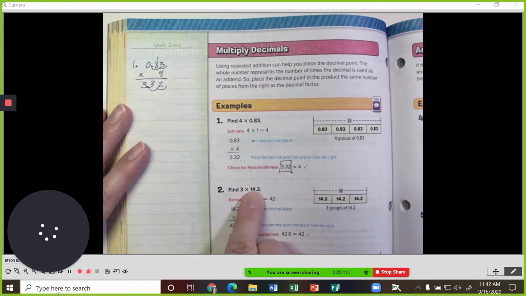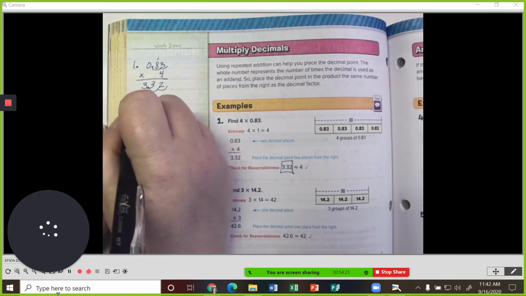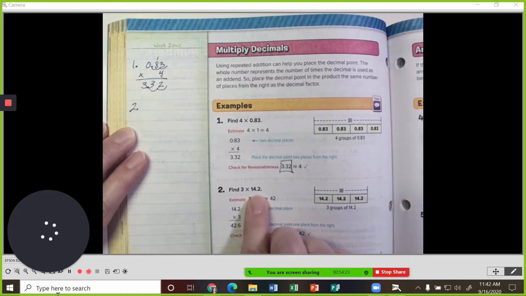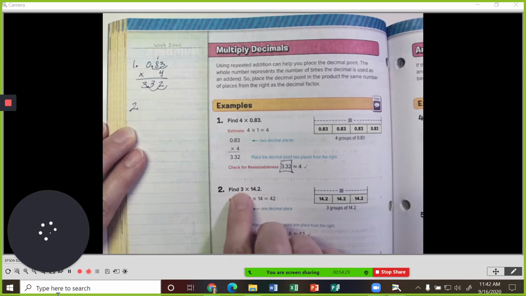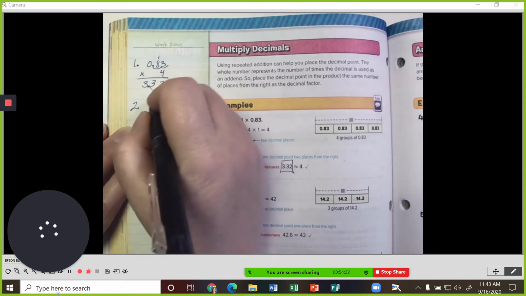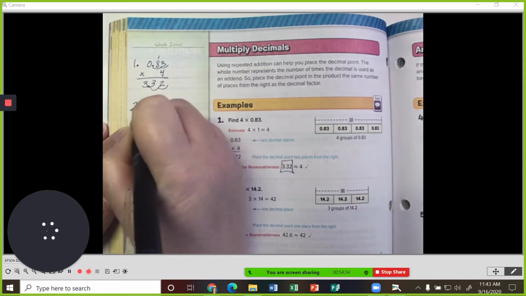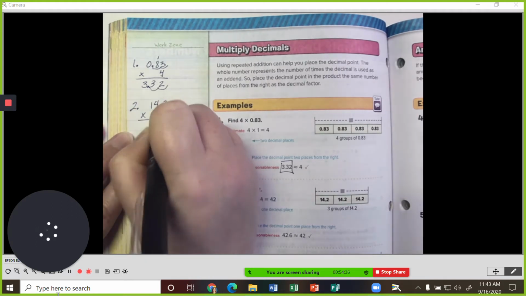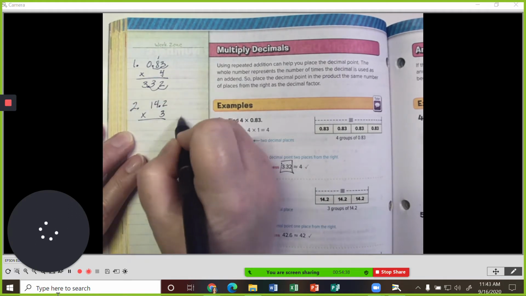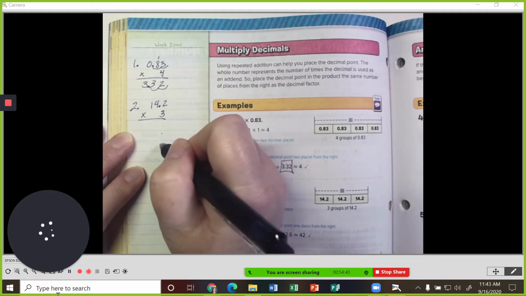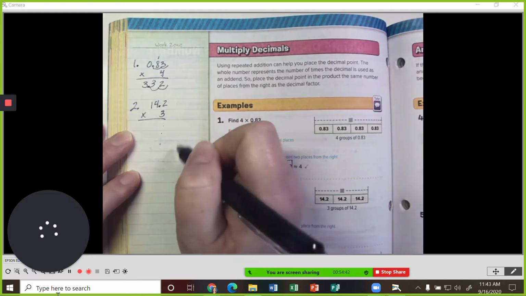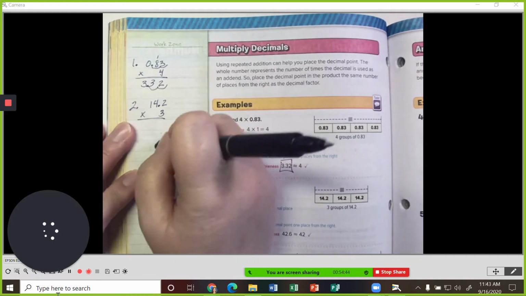Let's do number 2. We have 14.2 3 times, so 3 times 14.2. Again, I like to write the longer number in the top row, and that way I only have to multiply by the smaller number. So I only have to multiply one problem. So I'll write 14.2 times 3. So you could do it the other way around, but then you'd have multiple rows here to add together. Okay, it would still work. It would just be more steps.